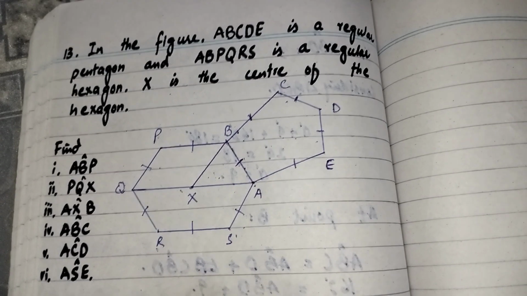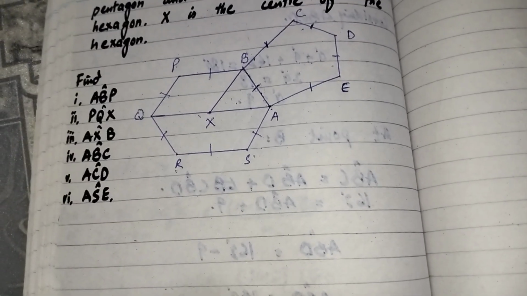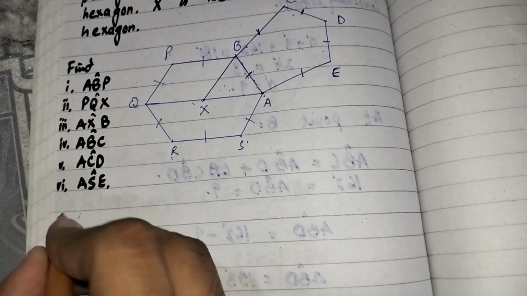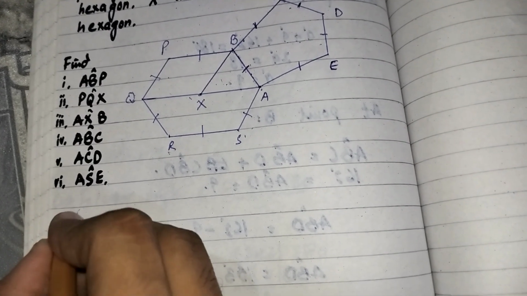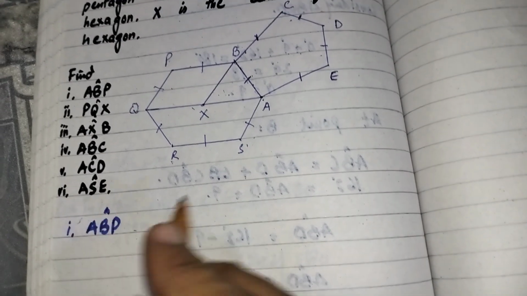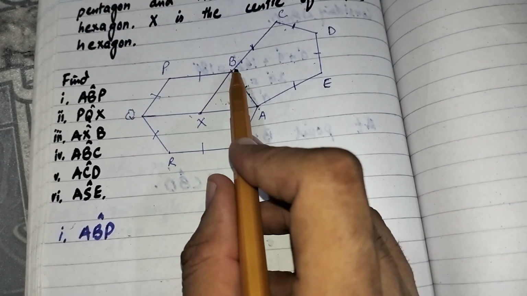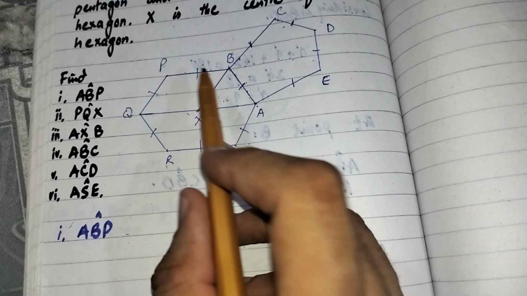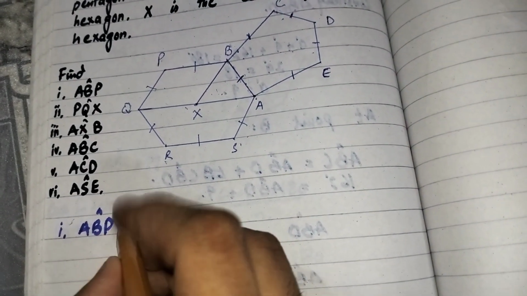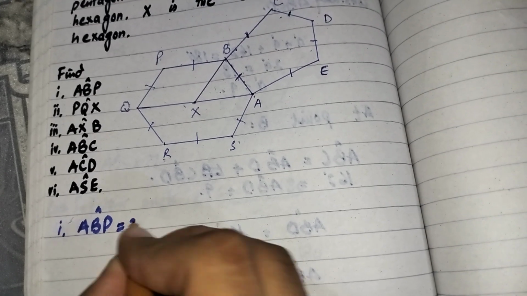Secondly, X is the center of the hexagon. There are some parts, 6 parts we have to find. So starting from the first one, in the first part we have to find ABP. In the figure A, B and P, ABP is the interior angle of a regular hexagon. ABP, we have to find this one.